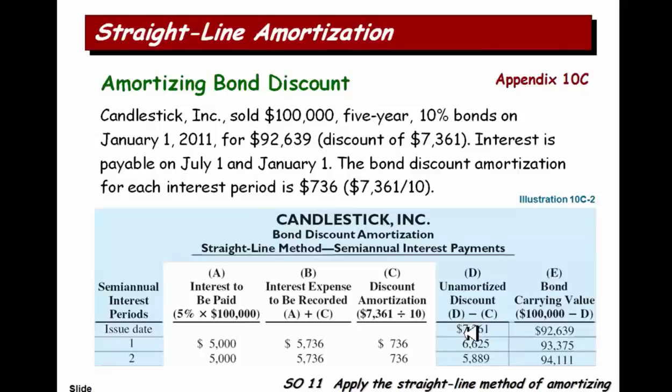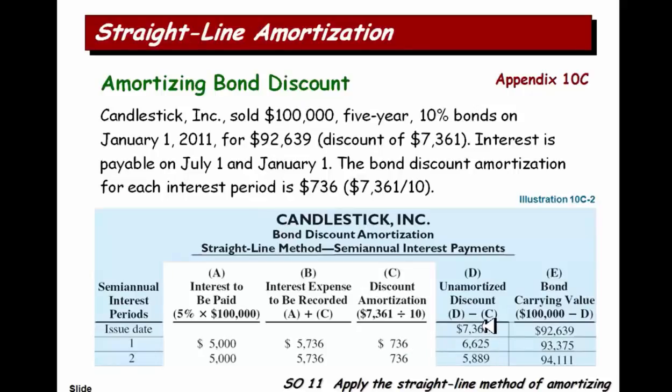Our first payment, we paid $5,000 in cash, but we're amortizing this discount over 10 periods. So we divide 10 into 7,361. That gives us $736 that we're amortizing with that payment. That is like additional interest we've paid because we sold it at a discount. We sold it at less than we have to pay it back. So we're amortizing at $736.